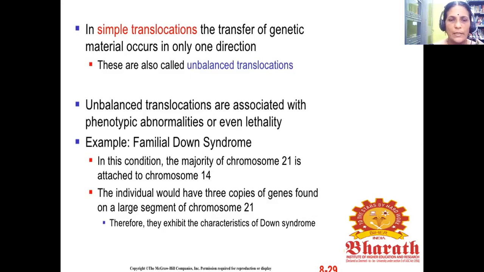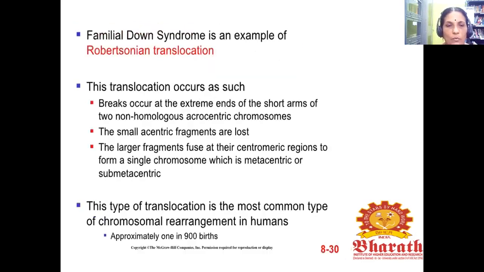For example, familial Down syndrome. In this condition, the majority of chromosome 21 is attached to chromosome 14. So the individual would have 3 copies of genes found on a large segment of chromosome 21. Therefore, they exhibit the characteristics of Down syndrome.